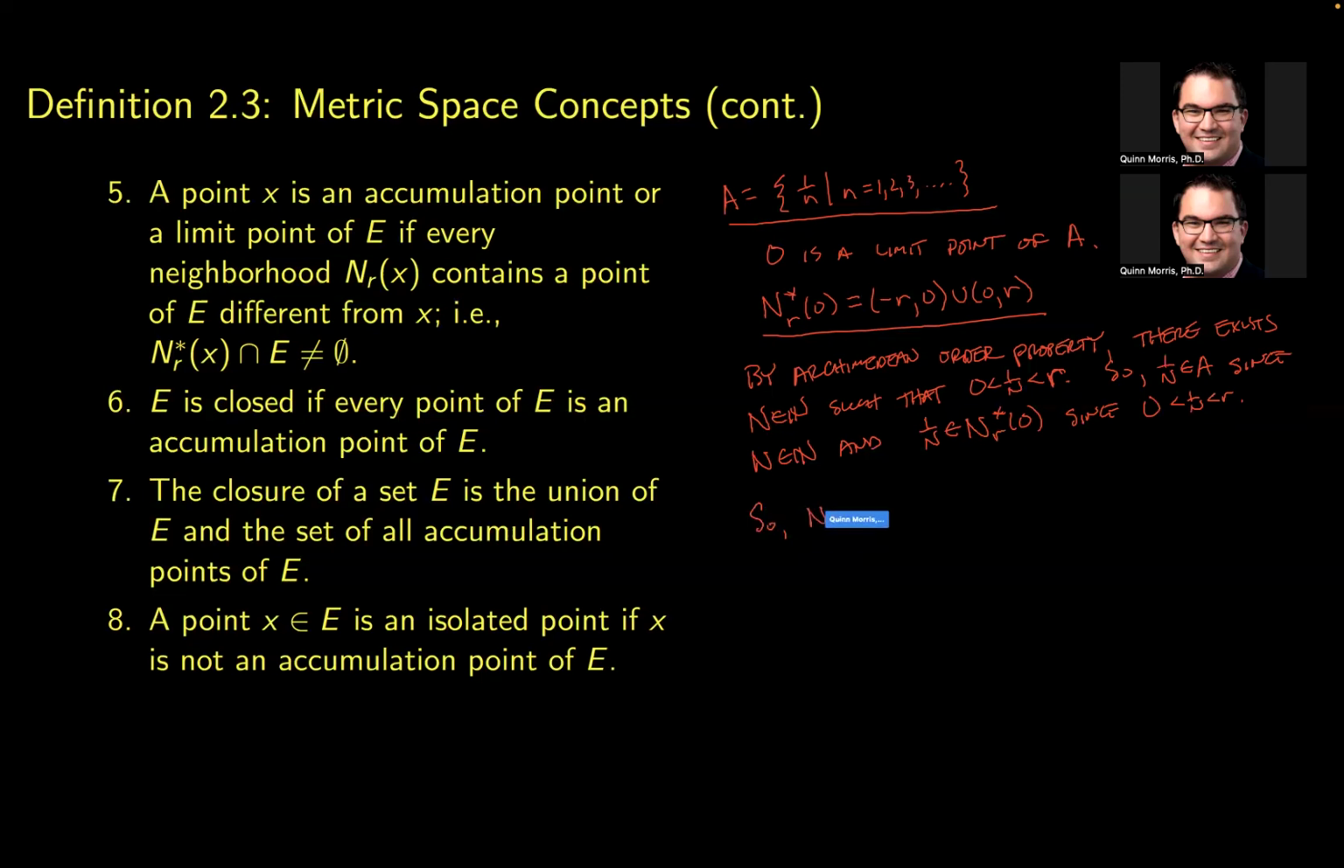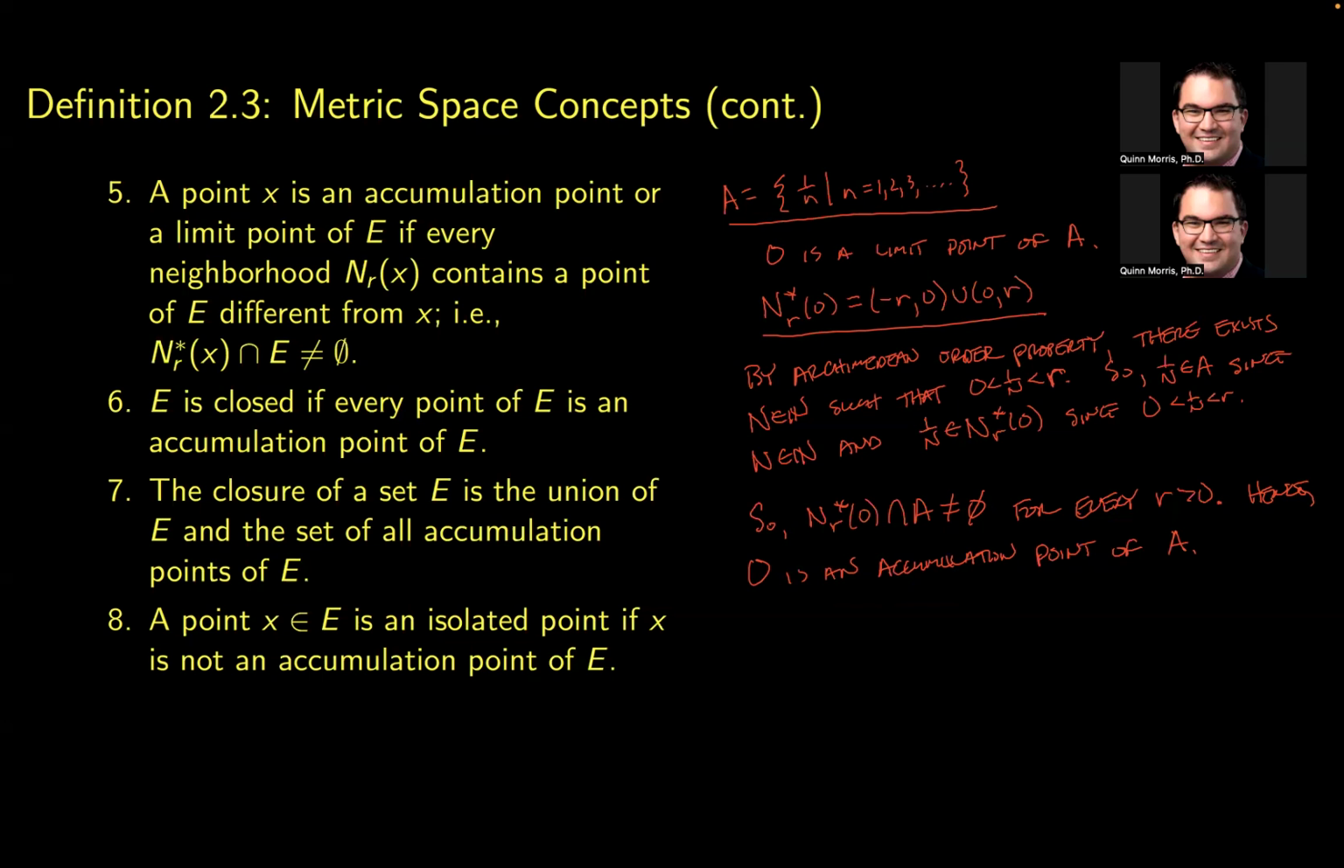So N sub r star of 0 intersect A is not the empty set for every r. I can do this for every r greater than 0. So hence, 0 is an accumulation point or a limit point of the set A. Even though 0 is not in there, it's still an accumulation point of that set.